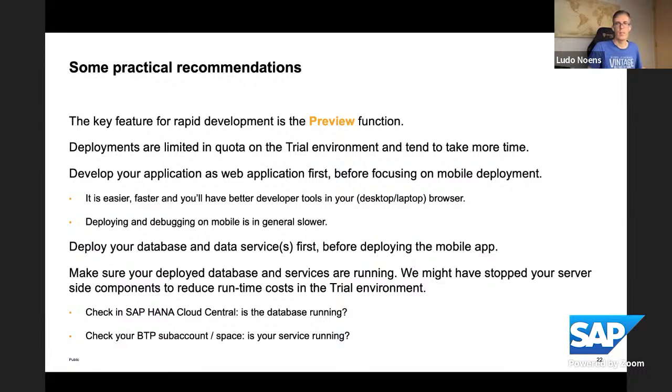Then before you deploy your application to mobile, you have to have your database and your data services up and running and deployed, because during the deployment step, the scripts will check for the OData source. Also, as mentioned, if you are using trial, make sure that your server is running. Your data service. So you can check that in the HANA Cloud Central, is your database running? And then in your sub-account page, there should be a service, your data service running.